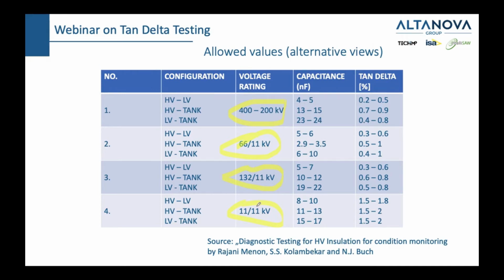Because it is not always the same whether you have a weak insulation at 400 kilovolts or a weak insulation at 10 kilovolts. Of course, if you have a weak insulation at 400 kilovolts, it's a bigger risk than having a weak insulation at 10 kilovolts. So we could say that there are different tan delta values for these transformers. For example, what you can see here is that the values for extra high voltage go from 0.2 to 0.9.